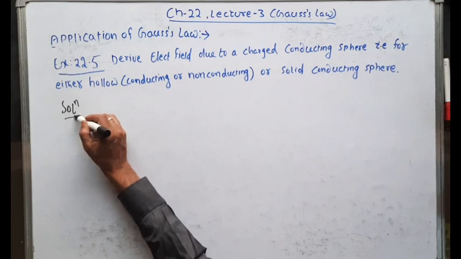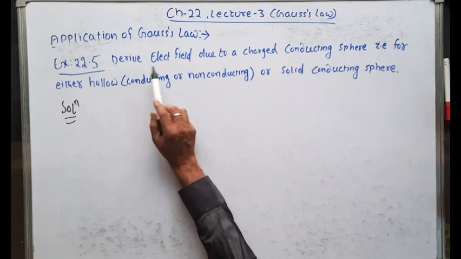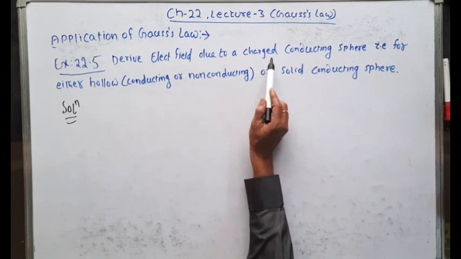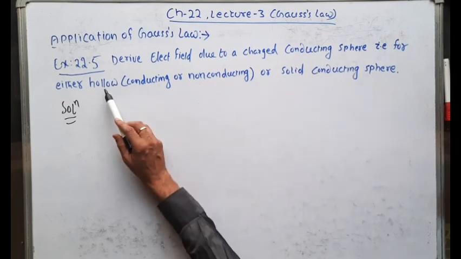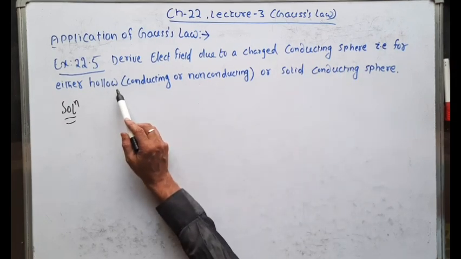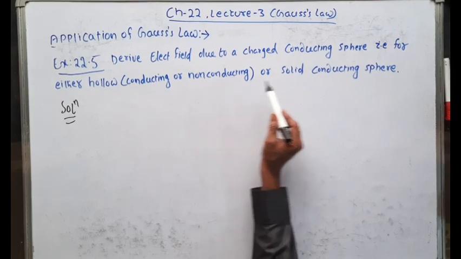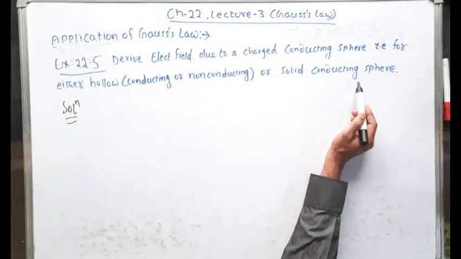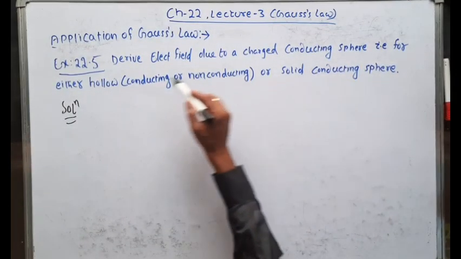So we will solve example 22.5 in the University Physics book. Here we have to derive the electric field due to a charged conducting sphere, either a hollow sphere, which may be conducting or non-conducting, or a solid conducting sphere. We will find the electric field intensity at any point for this condition.